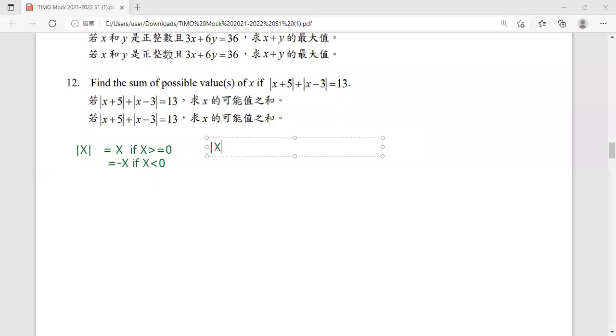You mean that something? This one. This is non-negative. Non-negative, okay? Non-negative. It can be 0. It can be 0.